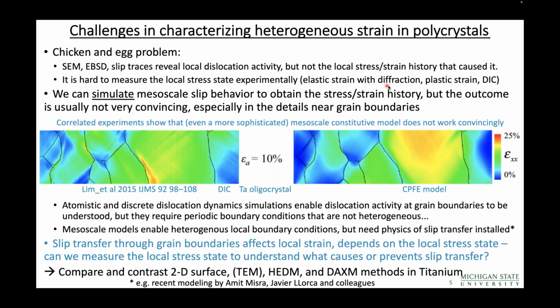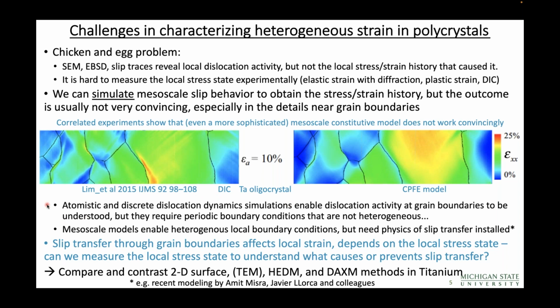We can measure elastic strain using diffraction, or we can measure plastic strain in DIC, but that's hard to use to measure the stress. We can simulate mesoscale slip behavior to obtain a stress strain history, but the outcome is usually not all that convincing, especially in details near grain boundaries. For example, this actual measurement of a tantalum oligocrystal shows a concentration of strain near this boundary, which is not there in the model. And this is a better than average crystal plasticity model. And in fact, this particular grain deforms very differently in these two, the real material versus the simulation.